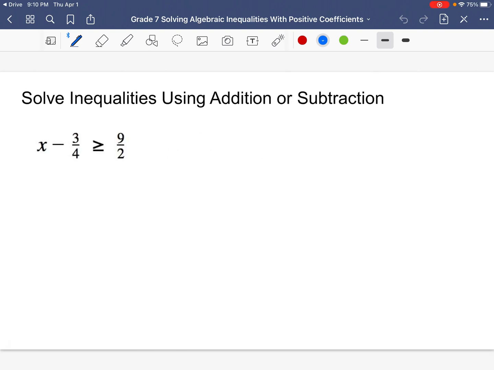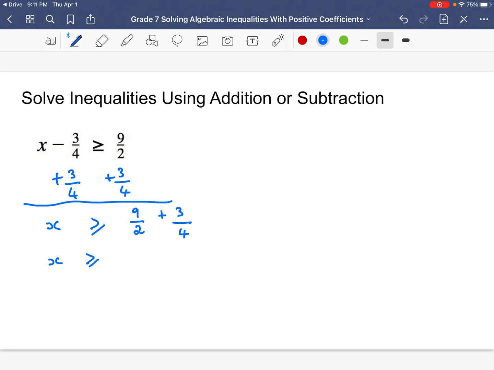So let's start here with x minus 3/4 is greater than or equal to 9/2. And we want just x on its own, so we are going to add 3/4 to both sides, and on the left hand side we're left with just x. It's greater than or equal to 9/2 plus 3/4, and these do not have a common denominator.